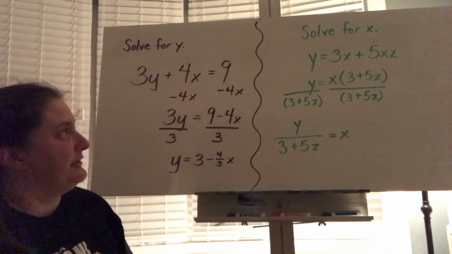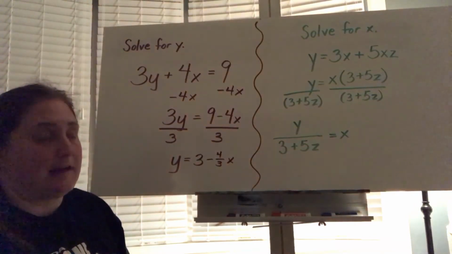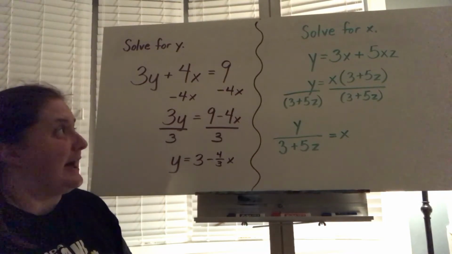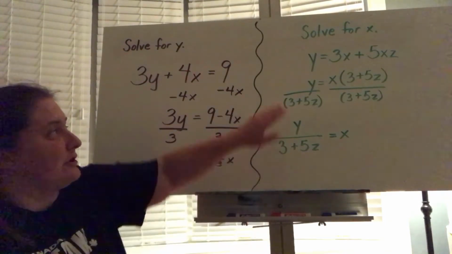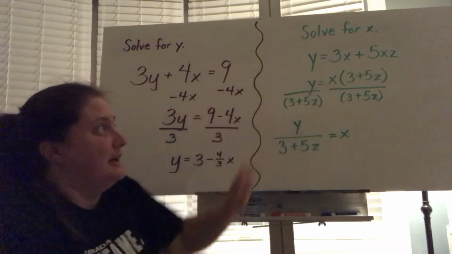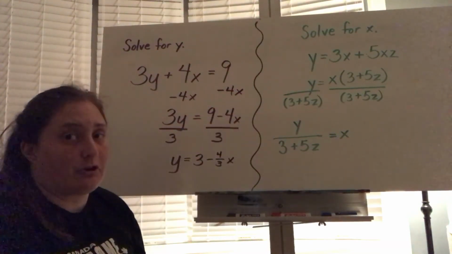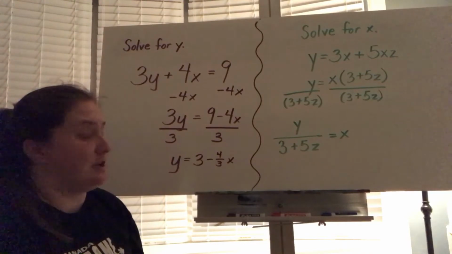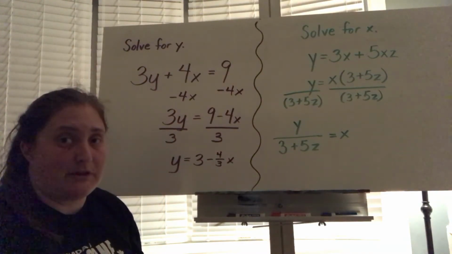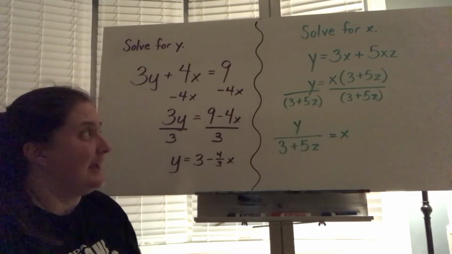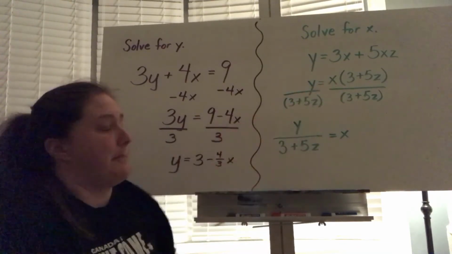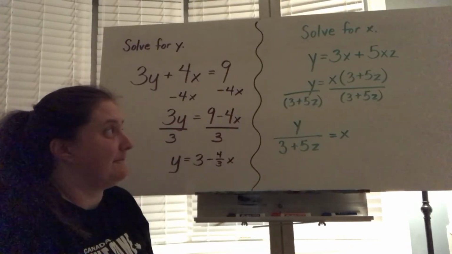Here's another example. This time, we're doing the opposite. We're being asked to solve for x, so we're trying to isolate the variable x. I see in this one, I'm starting off with y equals 3x plus 5xz. So x is in both of the terms on the right side of the equation. I can do factoring, which is the opposite of using my distributive property. I'm actually taking an x out of both of these terms, so it's going to leave me with, in parentheses, 3 plus 5z.